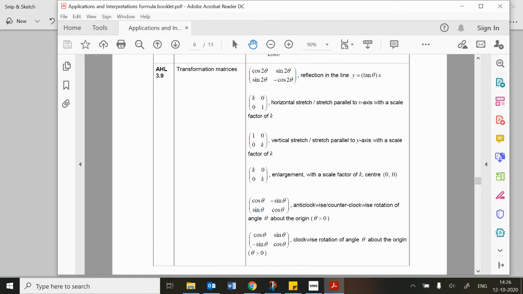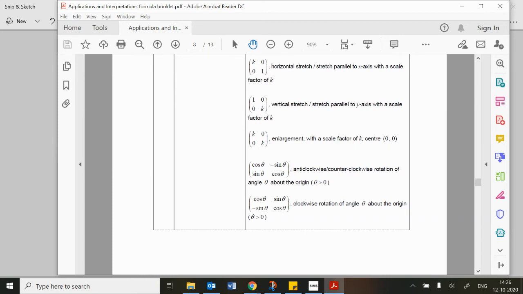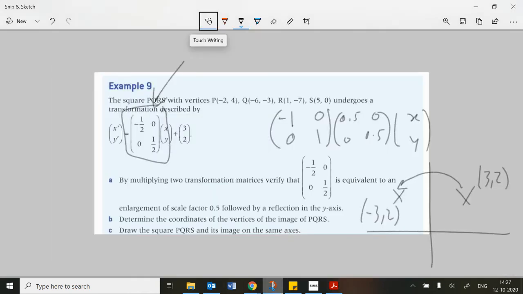So the way in which you can also see a reflection in the y-axis is that it is an enlargement parallel to the x-axis with a scale factor of -1. Okay, so you could also see that as the second one there. So a reflection in the y-axis would be the same as a stretch parallel to the x-axis with a scale factor of -1. Okay, it would take you to the other side of the y-axis if all of your x numbers became negative, essentially. Okay, so there we go. So that's what we need to do.